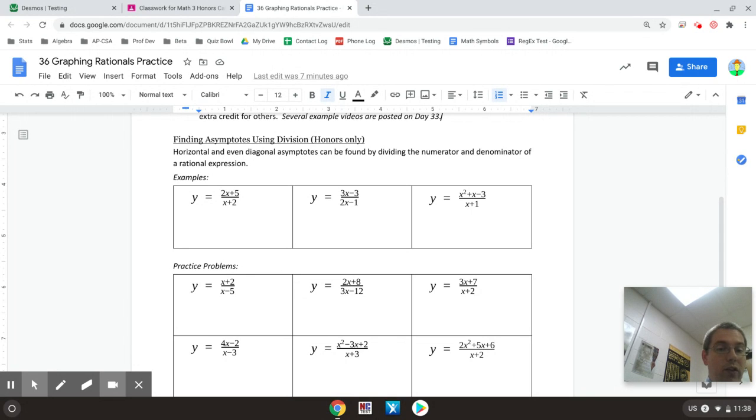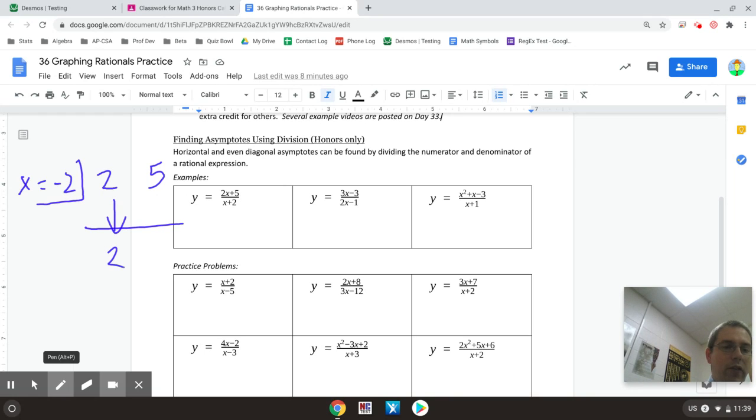And what we can do on this first one is we can just divide 2x plus 5 by x plus 2. I can use synthetic division there, so I'm going to do x equals negative 2, because if I have a factor of x plus 2 on the bottom, that means x equals negative 2. My coefficients are a 2 for my x and a 5 for my constants. Synthetic division, I just bring down the 2, multiply by negative 2, add to a 1, and I have a 2 with a remainder of 1.